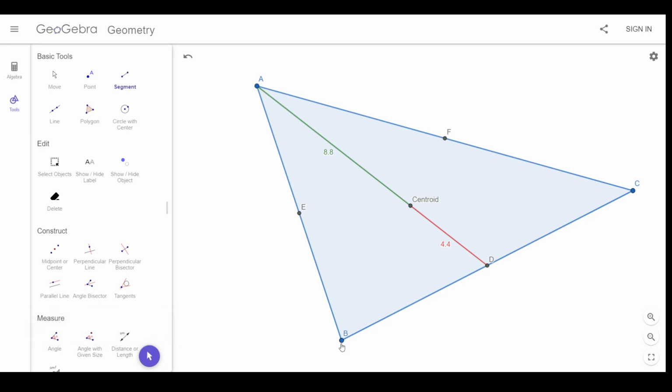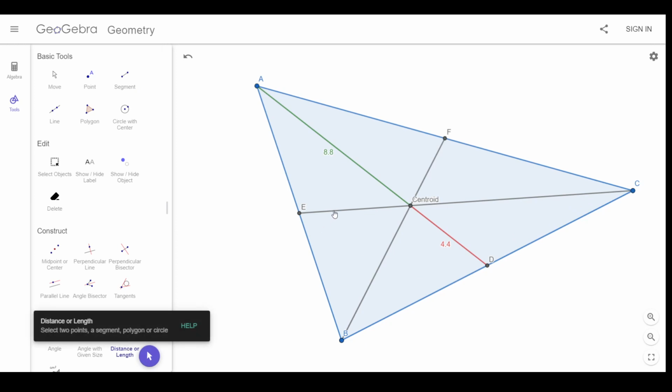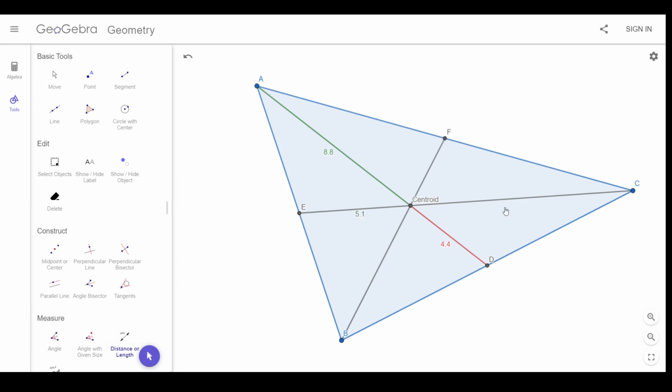So let's do this. Let's go from B to the centroid. Right? And then go from the centroid to there. And let's go from E to the centroid. And let's go from the centroid to C. All right? I'm not going to color them, but we'll see what it is. Let's go to distance and length again. Let's click on this. That one's 5.1.